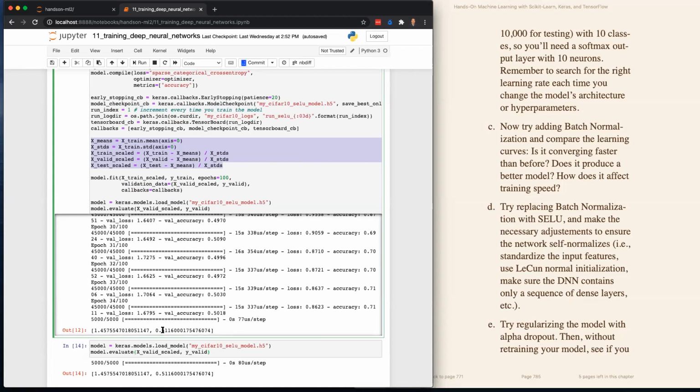So the accuracy went down a little from 55. What's X valid scaled? It's scaling, subtracting the mean and dividing by. Okay, but the same as the training. Yeah, that makes sense.